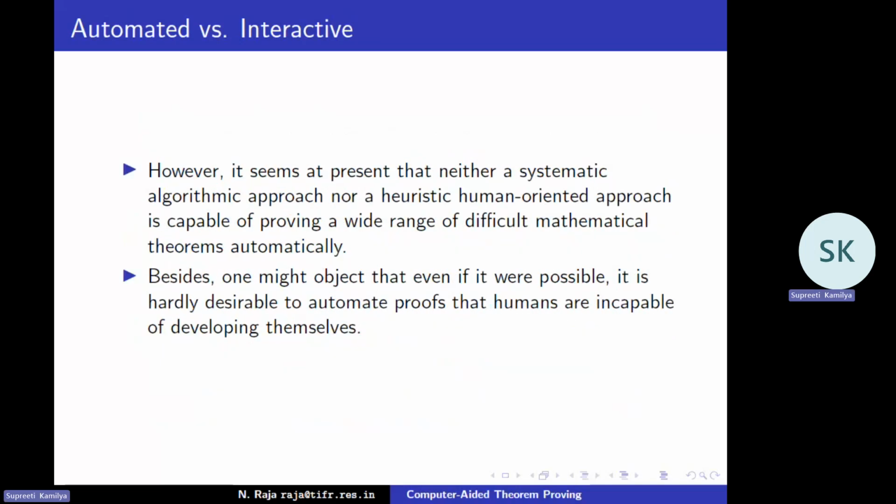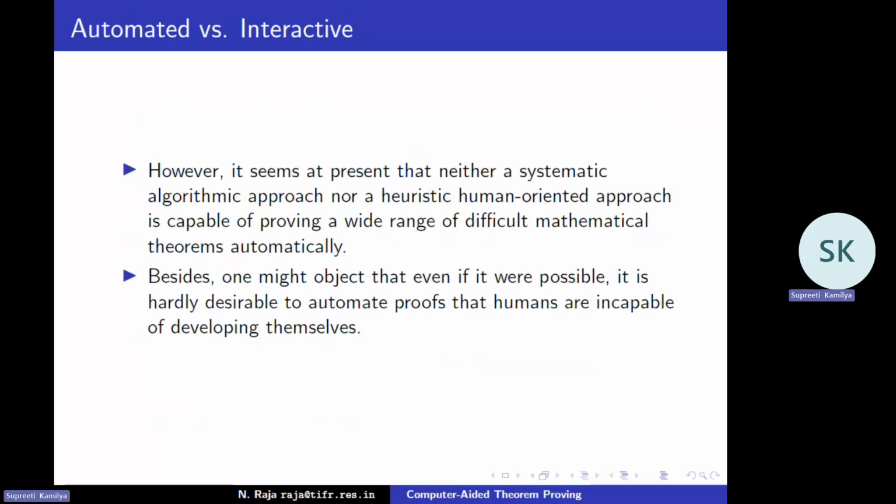But if you look at this carefully, it seems that at present neither of these approaches by themselves, neither a systematic algorithmic approach nor a heuristic human-oriented approach, can prove a wide range of difficult mathematical theorems automatically. Besides, there is also a conceptual objection you can come up with at this point of time. It's hardly desirable to automate proofs that humans are incapable of developing themselves.